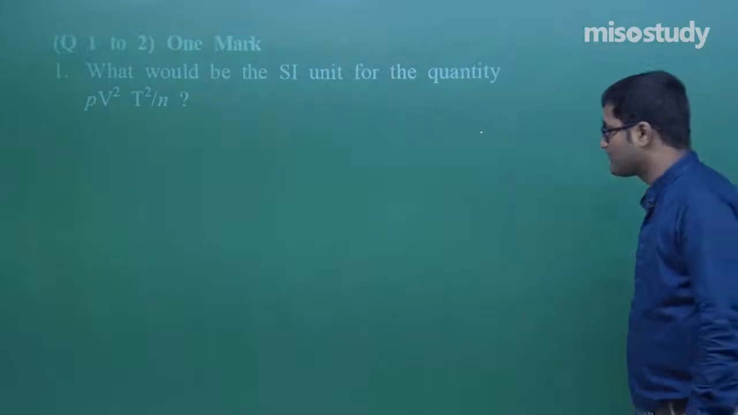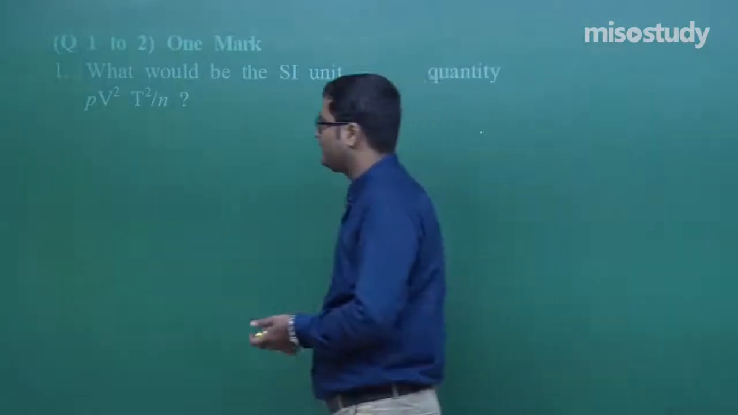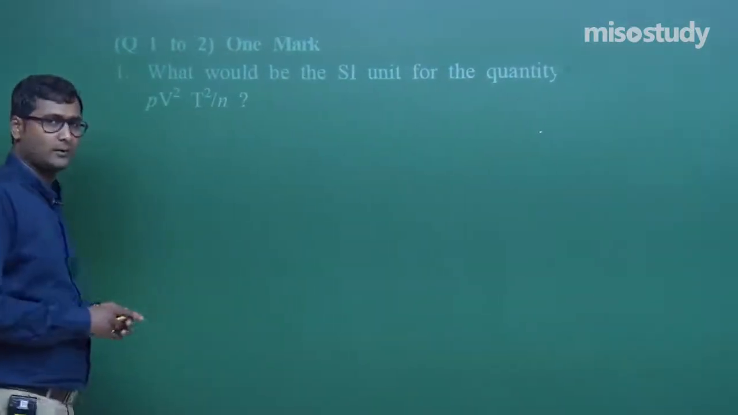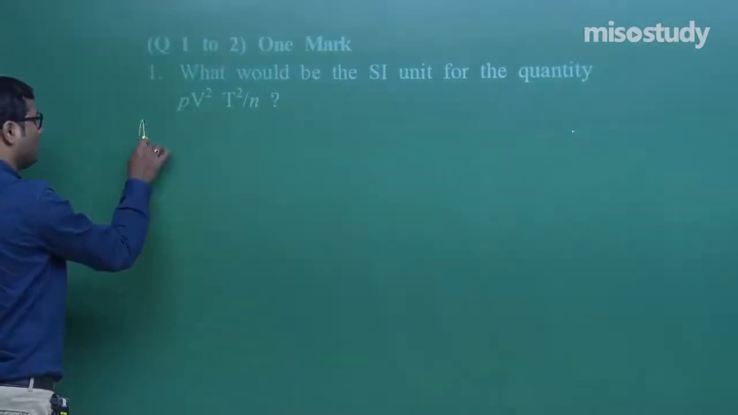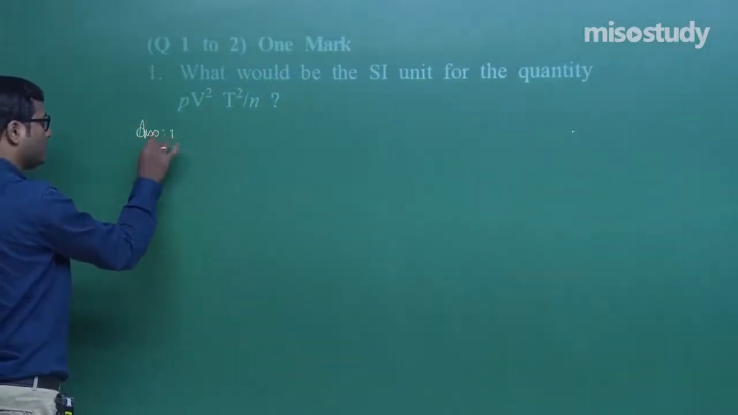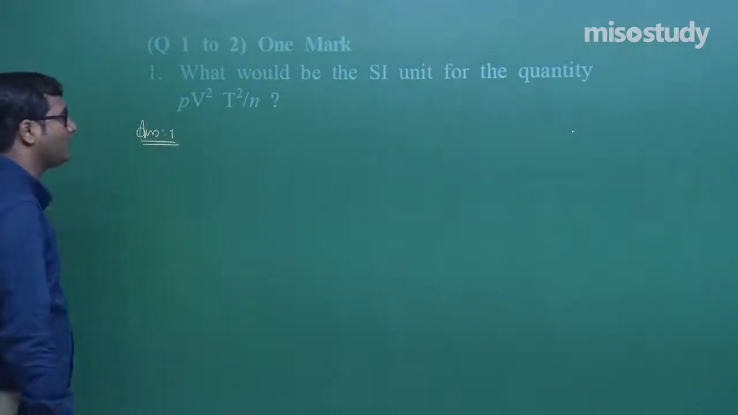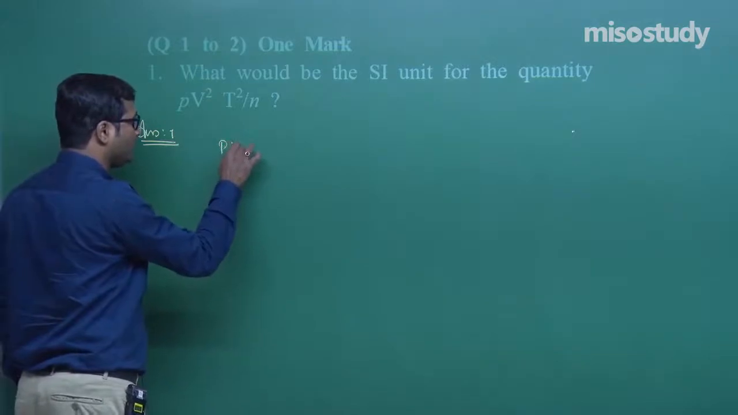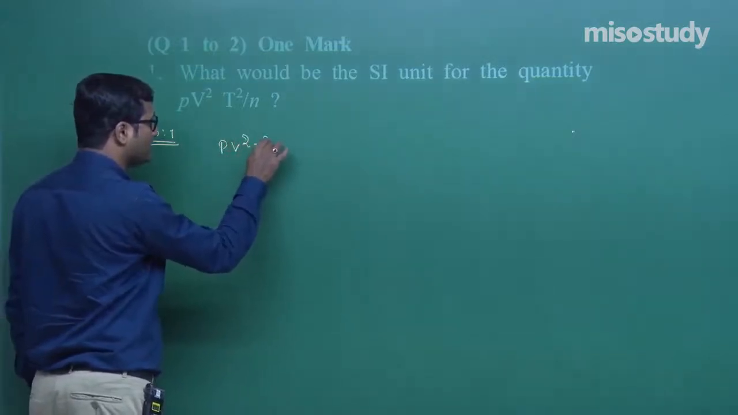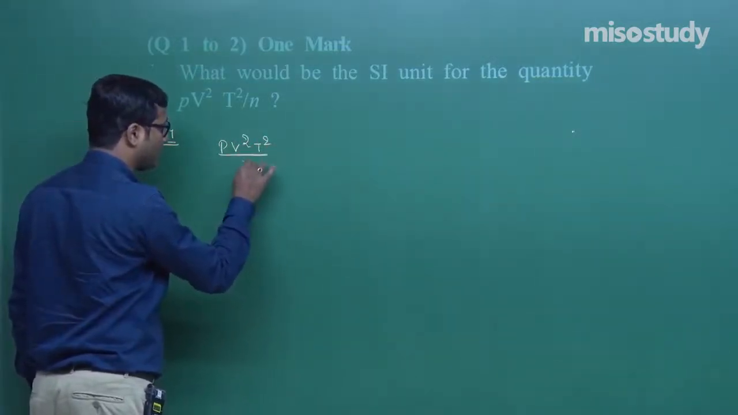That is my first question. Look at what is given here, my friend. This is question number 1. What would be the SI unit for the quantity PV squared T squared upon n?